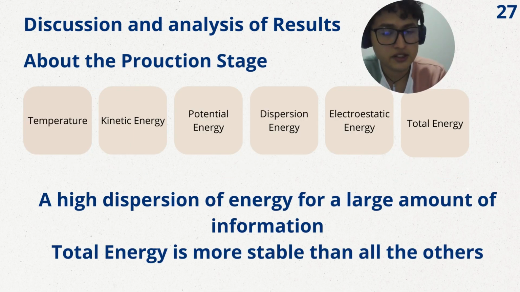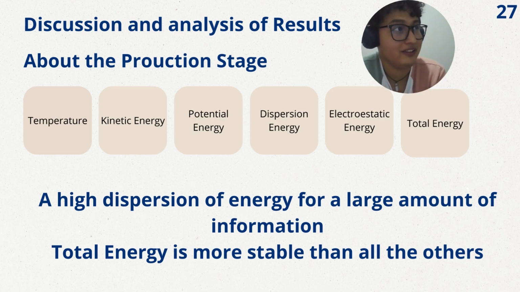The production stage, the last stage, has six parameters and six graphs, of course: temperature, kinetic energy, potential energy, dispersion energy, which is van der Waals interactions, electrostatic energy, Coulomb interactions, and the total energy, that is the sum of all the energies. In these graphs, we have noise, and this is due to the dispersion of the data and the large amount of data.